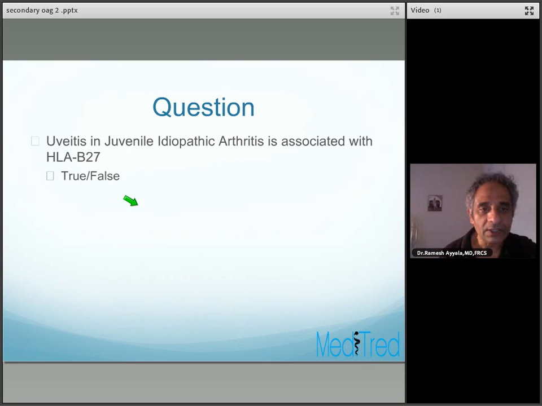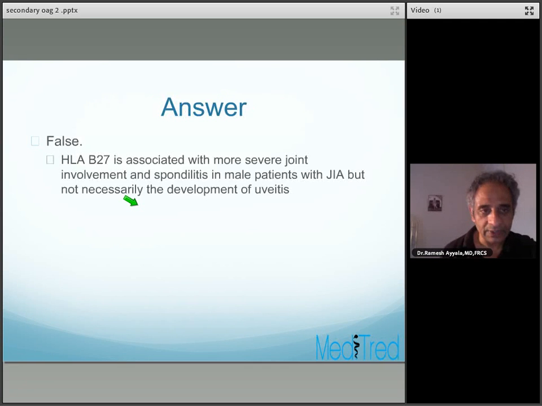disease process. There are several questions that are phrased out for you, so you can remember JIA in relation to glaucoma much better from your exam point of view. Uveitis in juvenile idiopathic arthritis is associated with HLA-B27. True or false? The answer is false. This B27 is associated with more severe joint involvement and spondylitis in male patients with JIA, but not necessarily the development of uveitis.